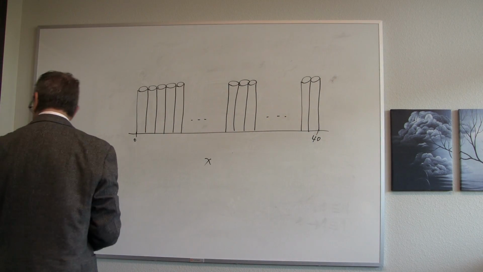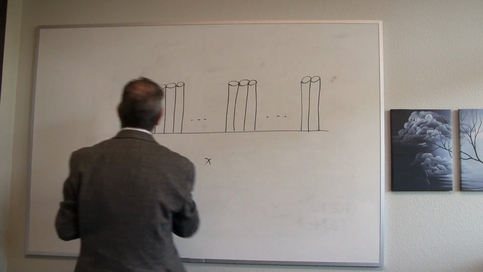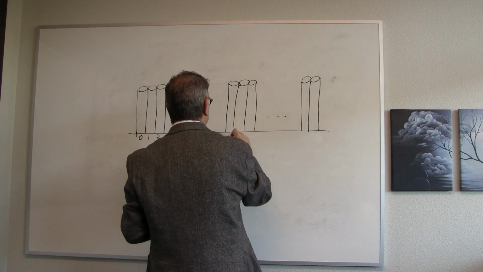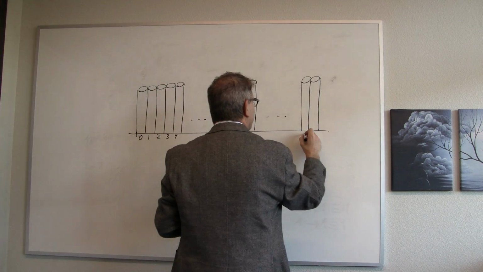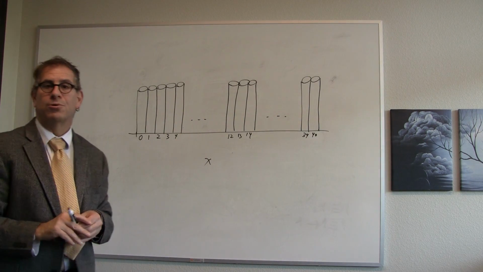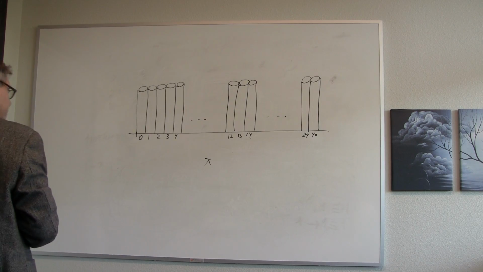And we can give each of these tubes an address based on where it is along the x-axis. So this will be tube 0, 1, 2, 3, 4. This might be 12, 13, 14. This is 39. This is 40. And these are playing the role of our memory locations in our traditional memory.